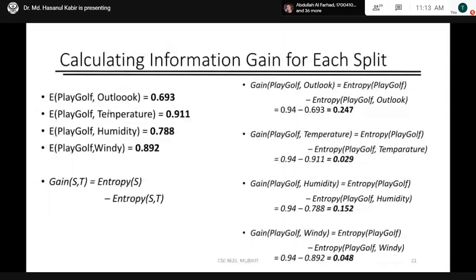So do you understand how this splitting and tree construction will go on? Yes, sir.